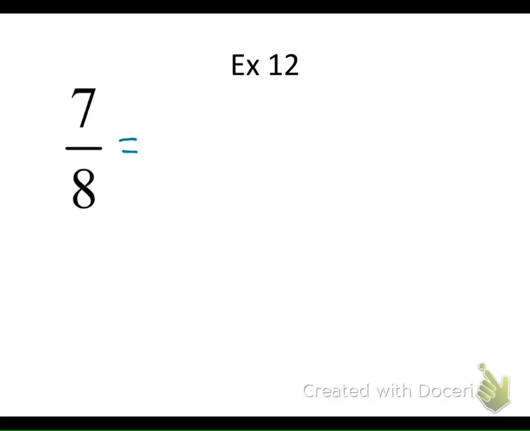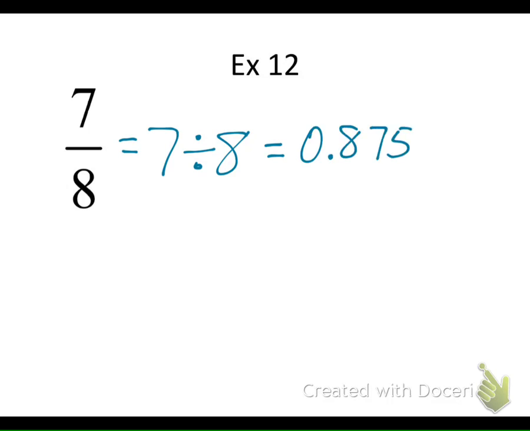Okay. Can you tell me what to do here? This is number 2. Pablo, that's right. 7 divided by 8. Perfect. And what is 7 divided by 8? Anybody who's got their calculator ready? 0.875. Nice. And then what's my last step?